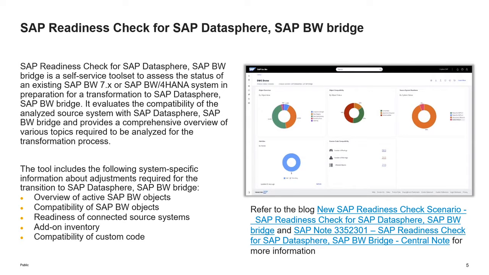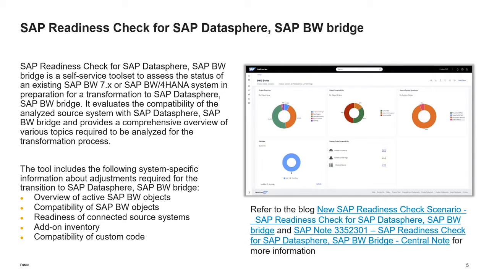Now, for those on the call that may not be familiar with what the Readiness Check is, it works this way. We install a series of data collectors on the BW system. These are different ABAP-based data collectors that are then executed to go and collect information about the BW system in terms of what is in the bullet points here at the bottom left of the slide. So looking at the BW objects, looking at the source systems, looking at the add-ons, and also installing a custom code program to be able to do that check.